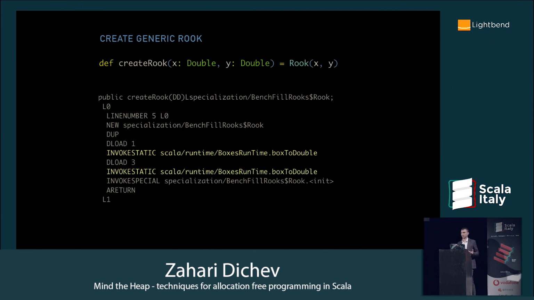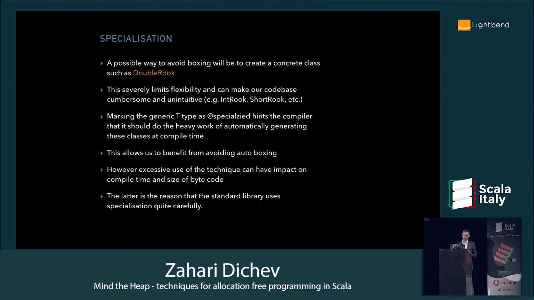And of course, this is not all that desirable. If you're doing that a lot, then you end up with a lot of short-lived objects, or long-lived, doesn't matter. It's just a lot of allocations. And what are some ways to actually avoid that? Well, if you think about it, you can resort to specialization. And of course, you can have only a double rook class, right? But then you need to have an int rook class and a short rook class and a Boolean rook class, although I don't really know how that would look.